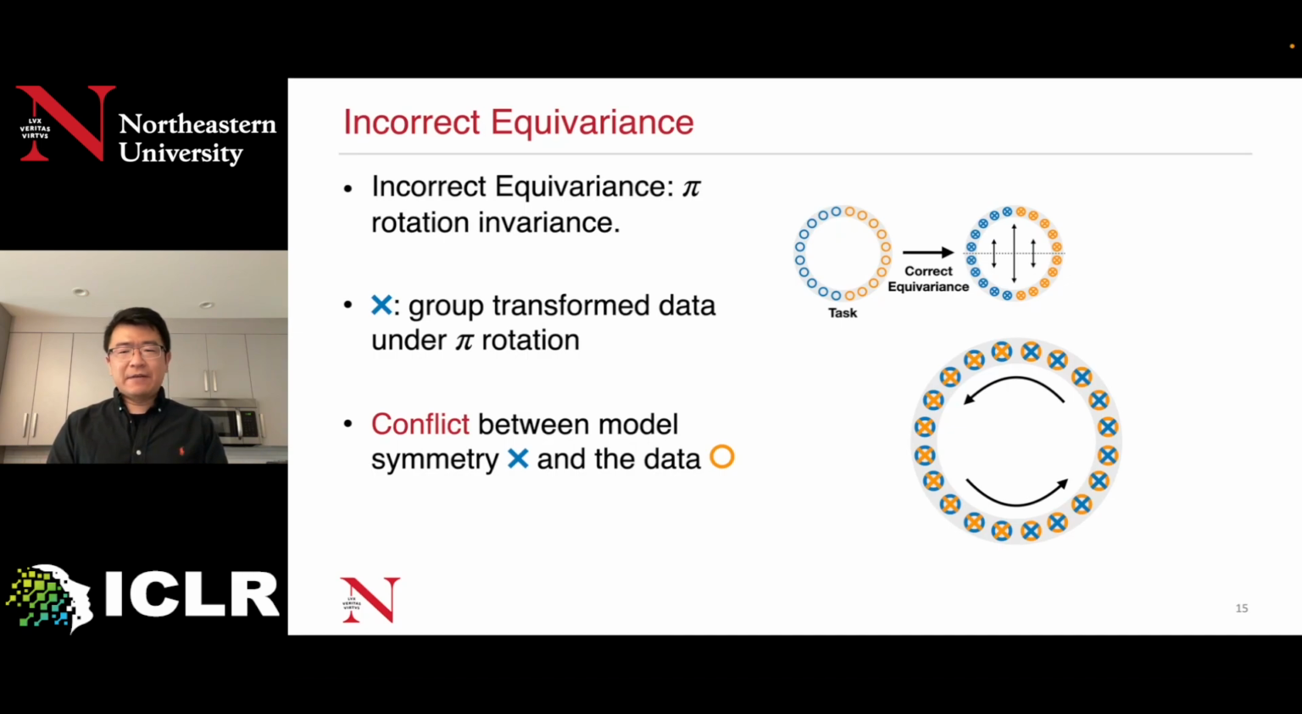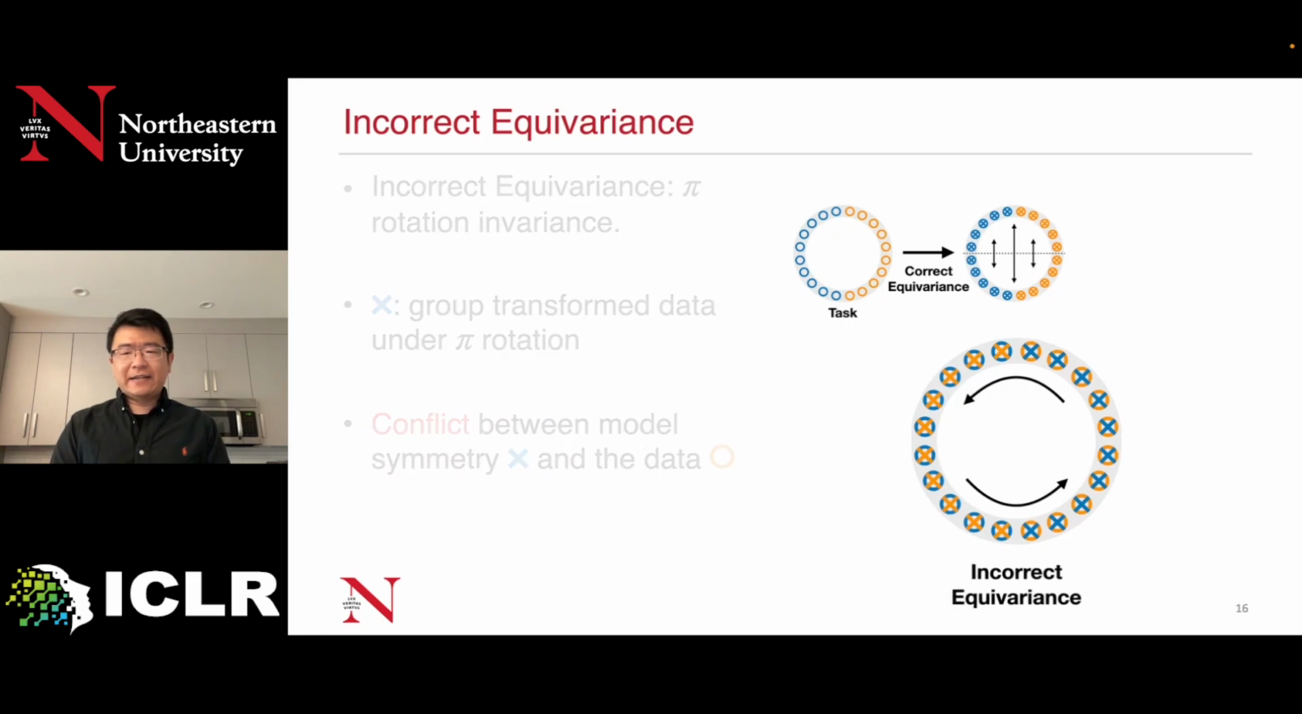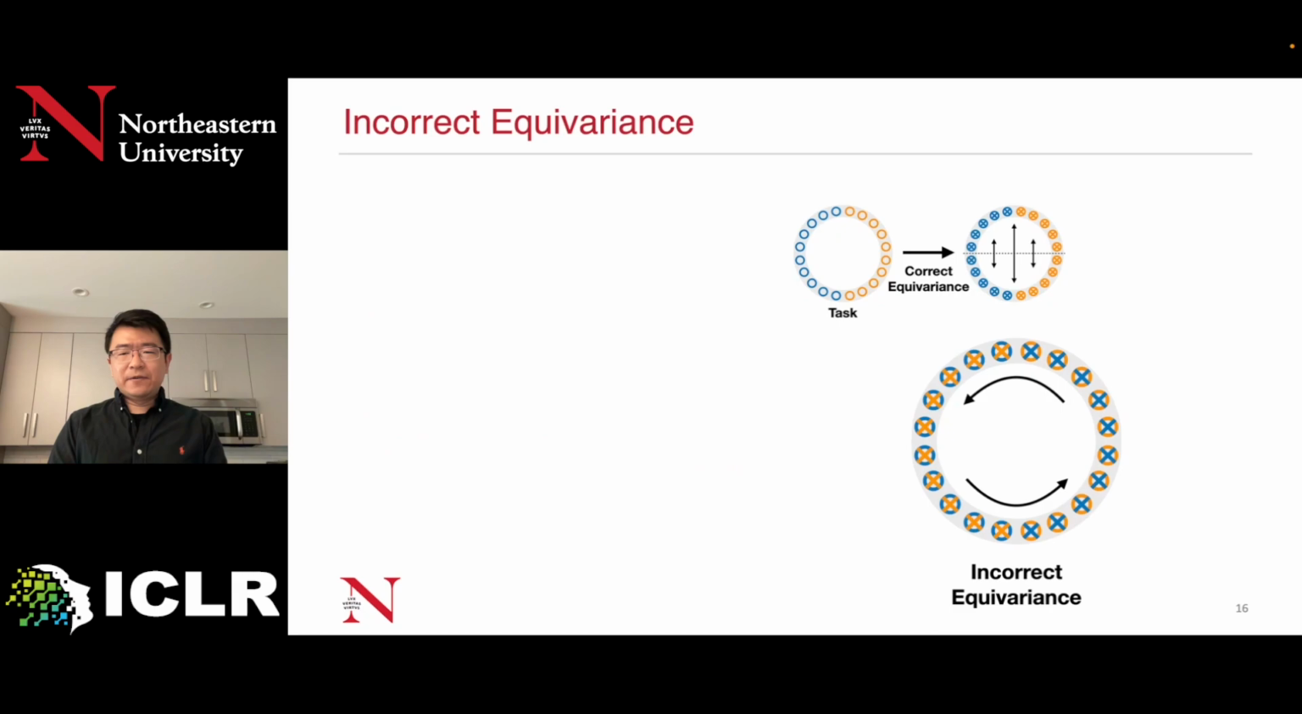If you use a network that's invariant to pi rotation in the task, you can only get up to 50% success rate, because the network will assign the same output for each pair of pi rotated data. But in the ground truth function, their labels are different. We call this incorrect equivariance, because the model is maintaining an incorrect symmetry that will lead to higher error.